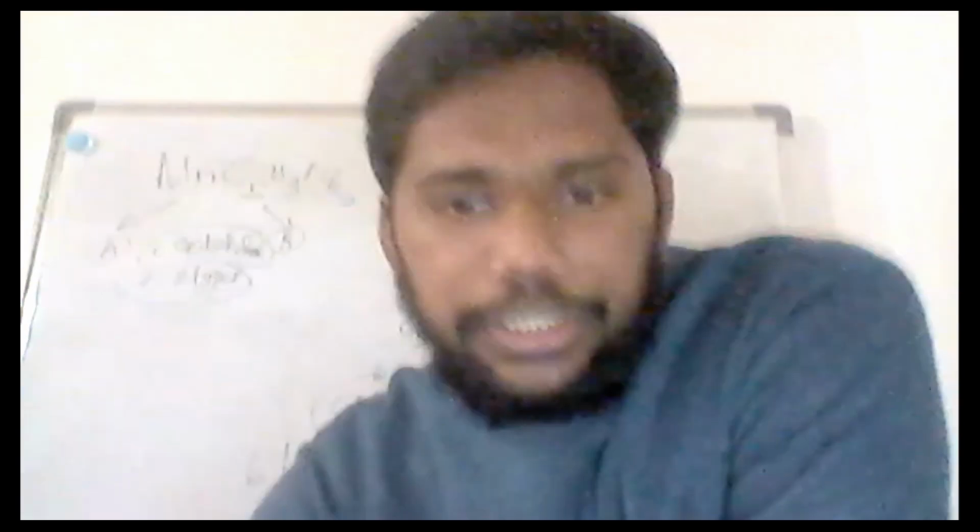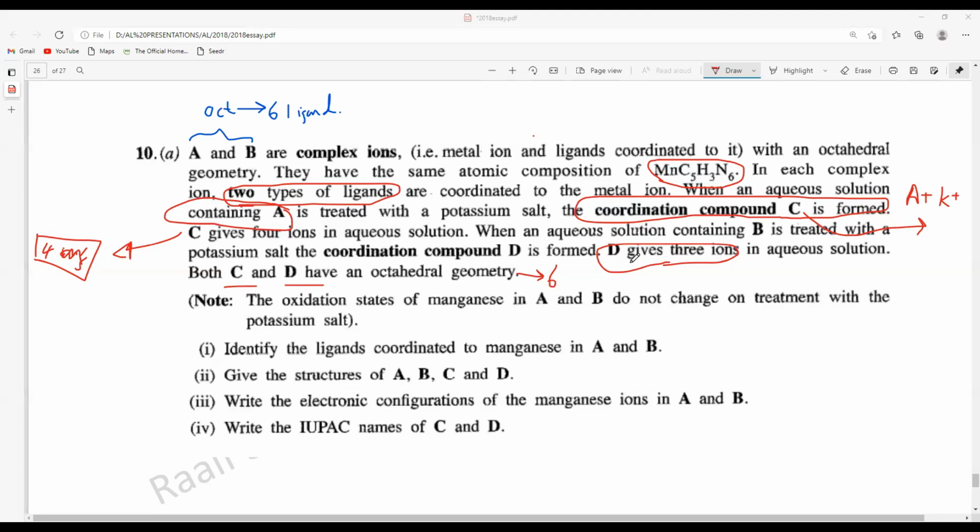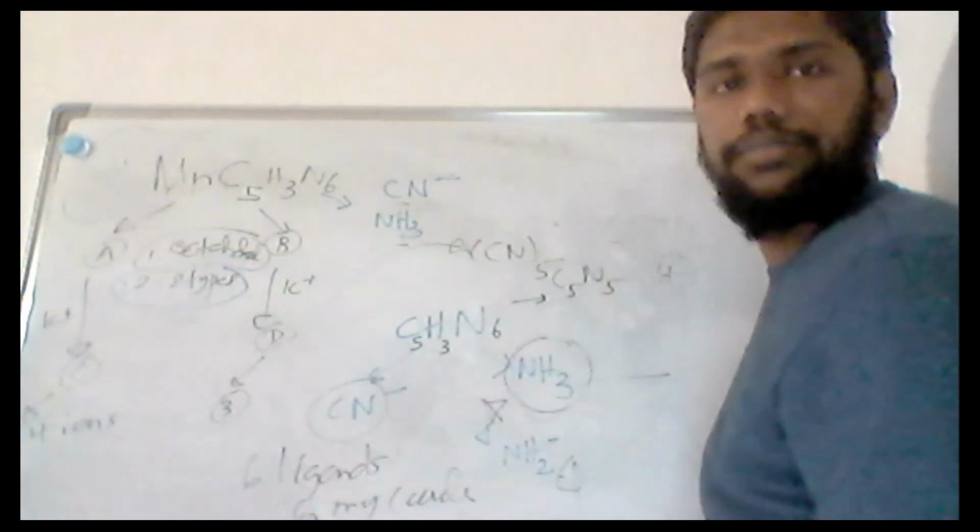Second, come to the description again. I will share the screen again. So A reacting with the potassium salt, so here I will just write this down. A with potassium salt and B with potassium salt give a coordination compound, and they are still in octahedral geometry, which means these ligands are not changed. But when C dissolves, C gives 4 ions, and D gives 3 ions. That's the idea. Now think about this a bit. I will stop sharing again. Okay. So C gives 4 ions, D gives 3 ions, right?